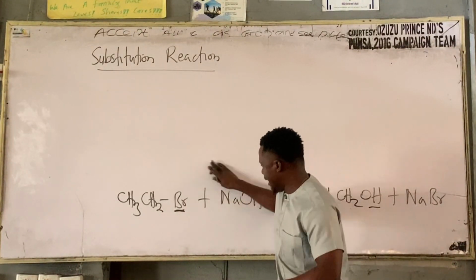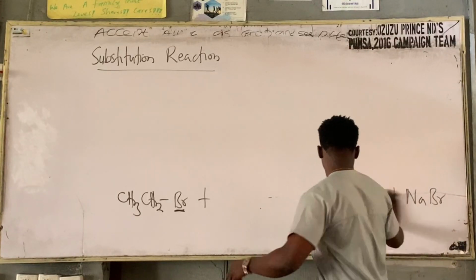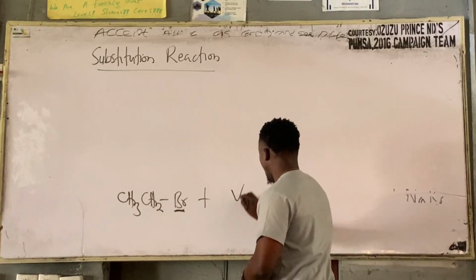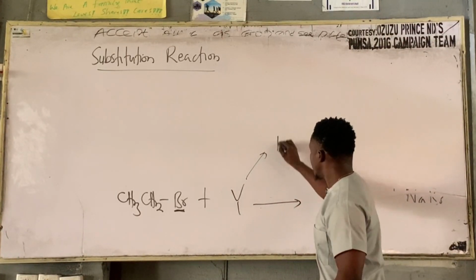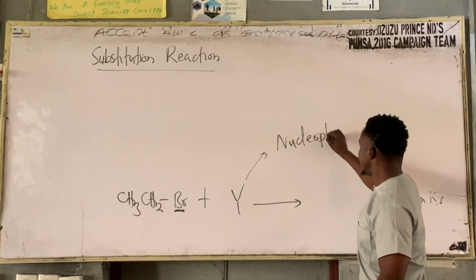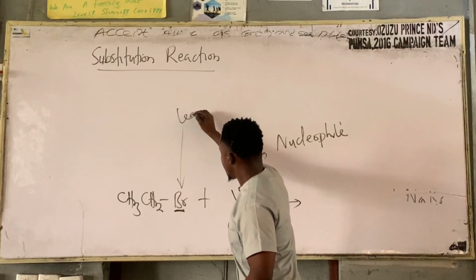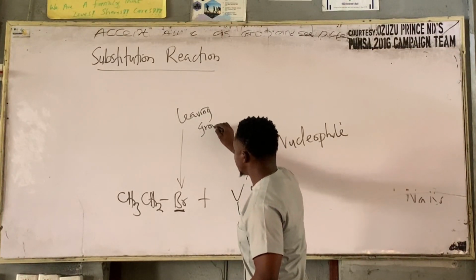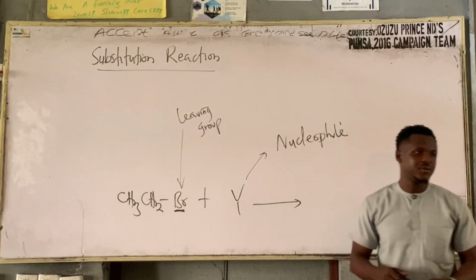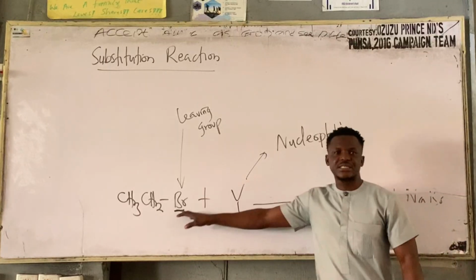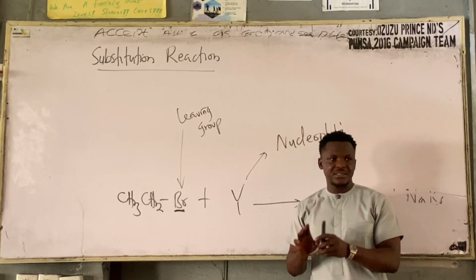If this guy, what is coming in here? Let's call this guy Y. If Y is a nucleophile, right? What is going to come out here? We call it the what? The leaving group. Right? If what is coming out here is this guy, which is constant, it depends.